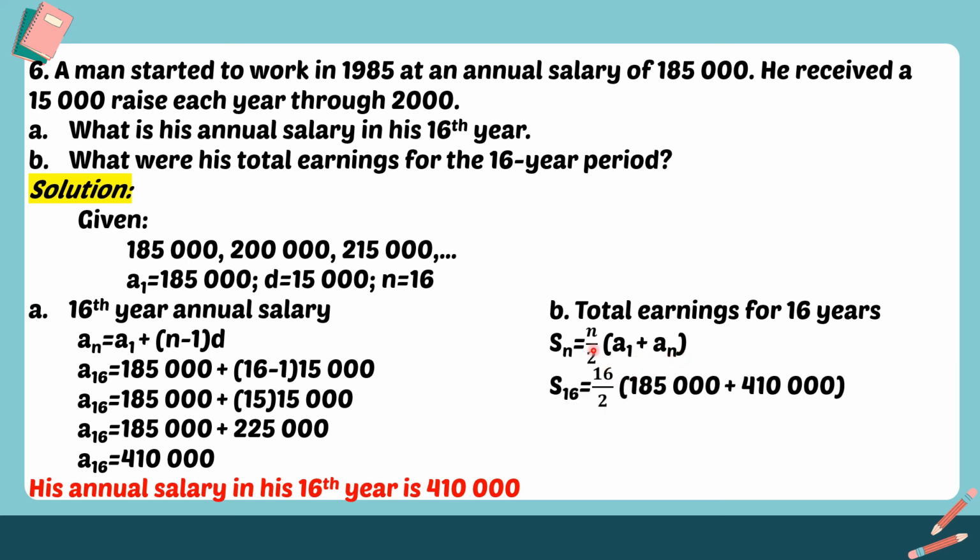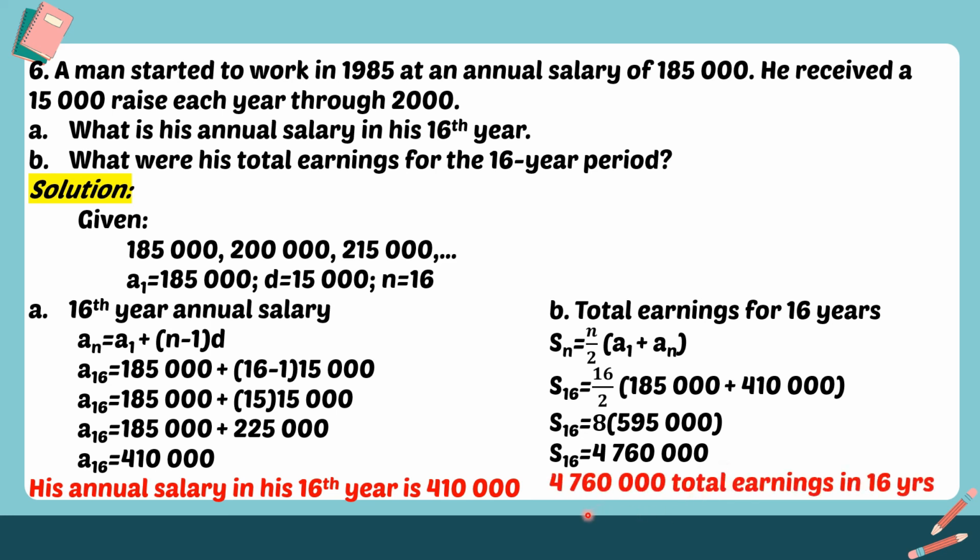So, substitute lang tayo ng n which is 16, substitute tayo ng a sub 1 which is 185,000 at a sub n na 410,000. So, solve natin 16 divided by 2 that is equal to 8, 185,000 plus 410,000 that is 595,000. Then, multiplied natin sa 8 that is equal to 4,760,000. So, all in all, ang kanyang total earnings in 16 years ay 4,760,000.